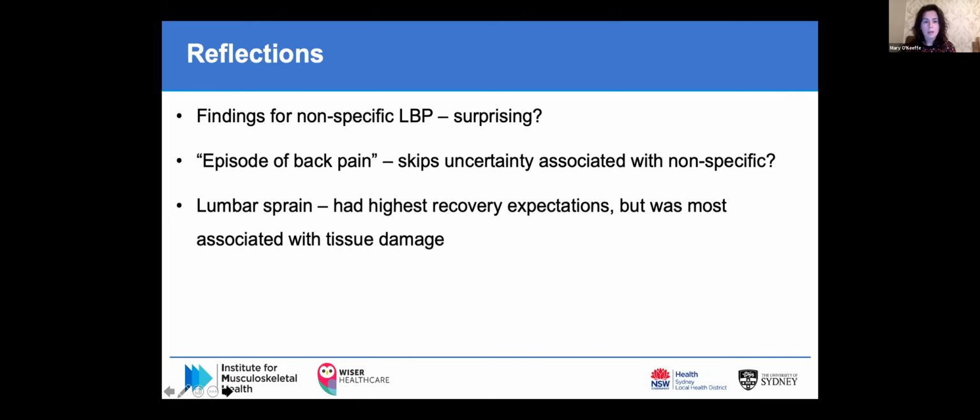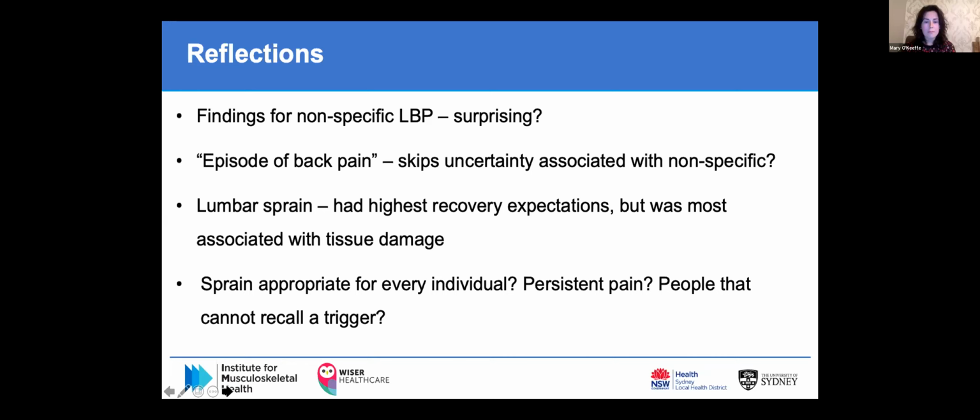Lumbar sprain was well accepted, but it was associated with high feelings of tissue damage. So again, in your clinical practice, it might be hard to know if this would suit all people with pain. For example, if you get somebody that has persistent pain, and let's say a person that doesn't recall a trigger for their back pain, giving them the label sprain might not make sense in their life story, because their pain hasn't recovered, and a sprain should recover. So that might be a mismatch between how they feel and what you're saying. And also a lot of people with back pain can't recall any physical trigger, so the idea of giving them a very physical label doesn't make sense.